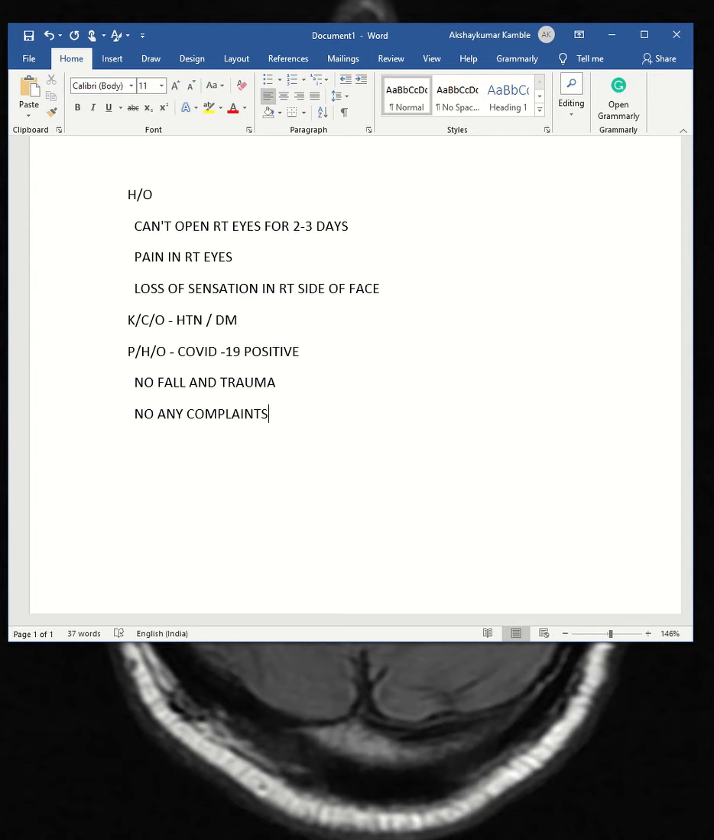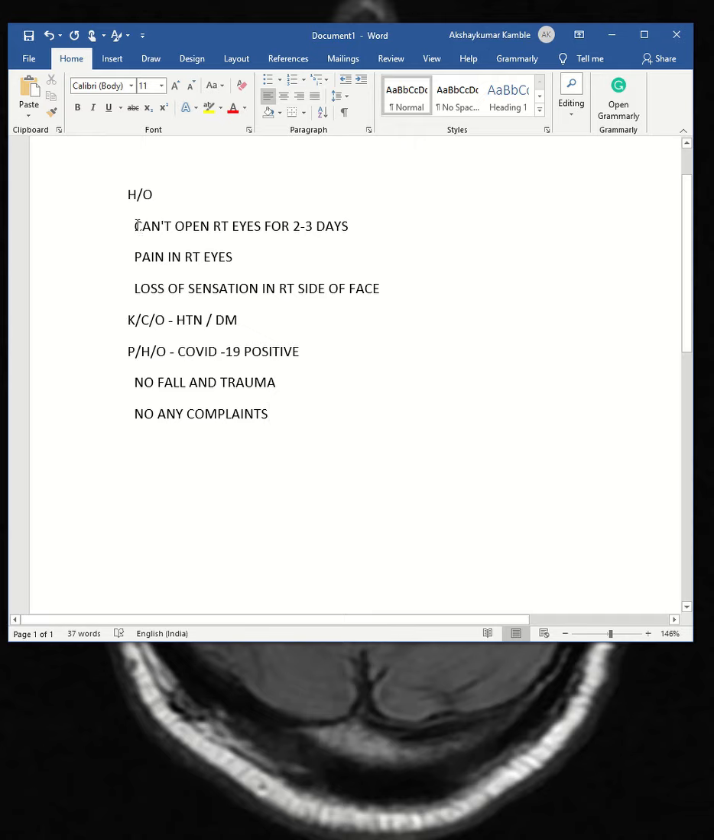So this is the history of this case. Patient unable to open his right eye for 2-3 days. There is a pain in right eye, loss of sensation on right side of face, known case of hypertension and diabetes mellitus, past history of COVID positive. So past history is the operative word here. The patient does not have a COVID right now. No fall or trauma, no other complaints.